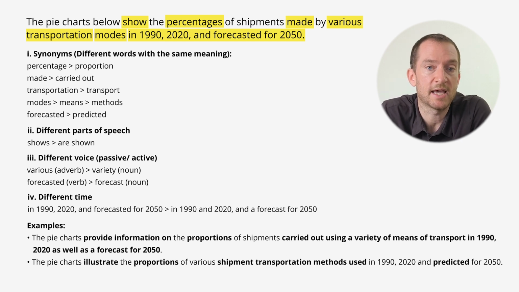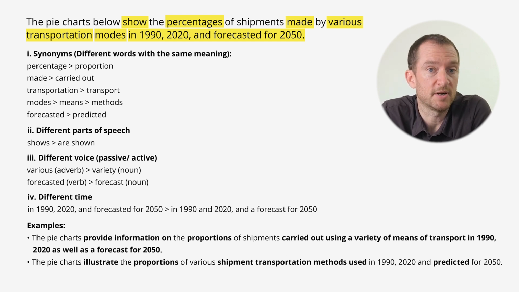Modes of transport can also be called means or methods of transport. All of these essentially have the same meaning. Modes, method, means. Finally, we can change forecasted to predicted. Here, as with previous tasks, we could change shows to the passive voice.